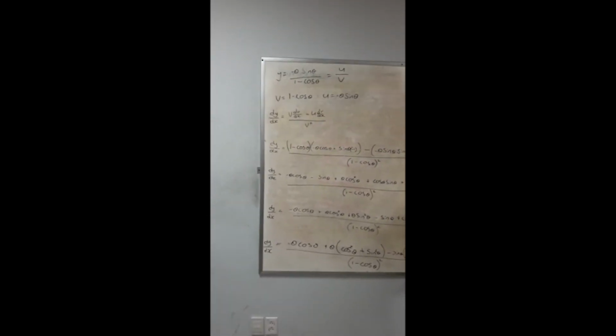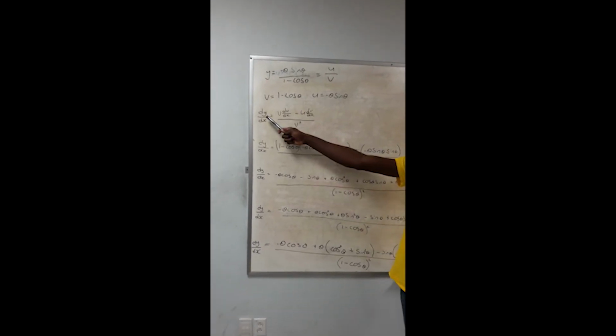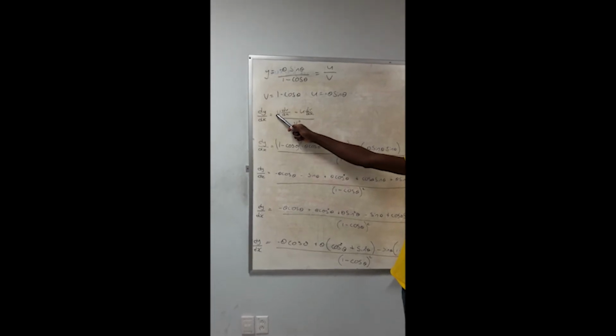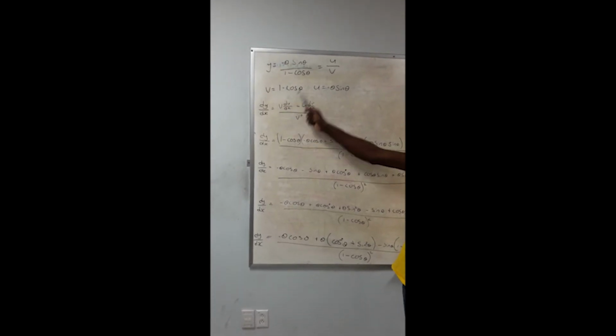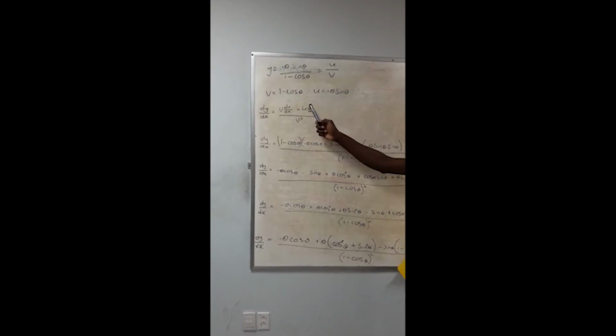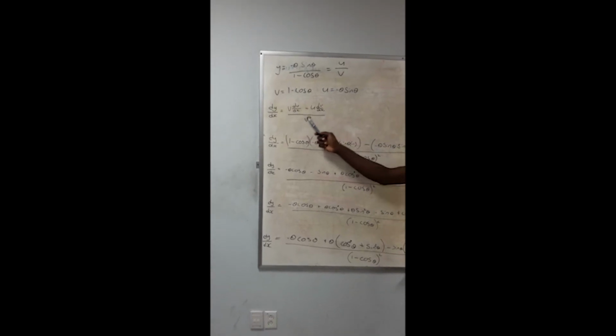Teaching you how to differentiate by the quotient rule. The quotient rule states that dy/dx is equal to v, which is the denominator, times the differential of the numerator u, minus u, which is the numerator, times the differential of the denominator v, all over the denominator squared, which is v squared.